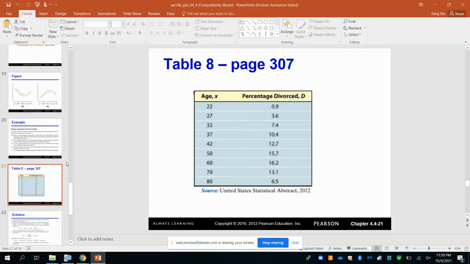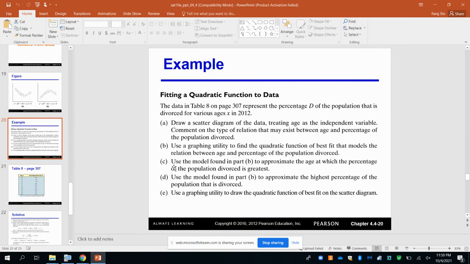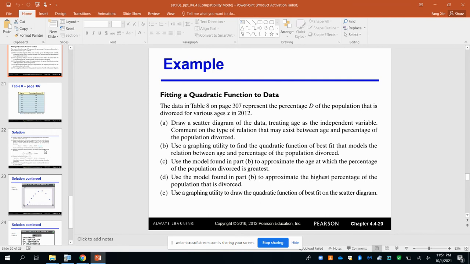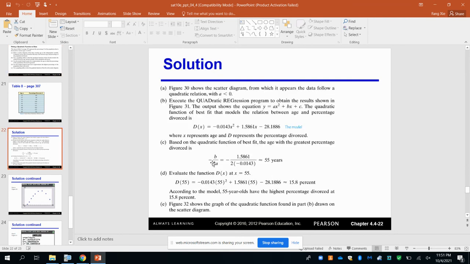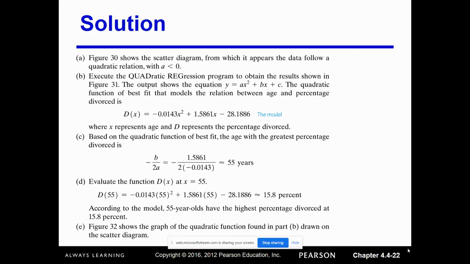All right, part C: use the model found in part B to approximate the age at which the percentage of the population divorced is greatest. So it's looking for the x that makes the y, the percentage divorced, greatest. That means we're looking for the vertex of the parabola. To find the vertex, we use negative b over 2a.